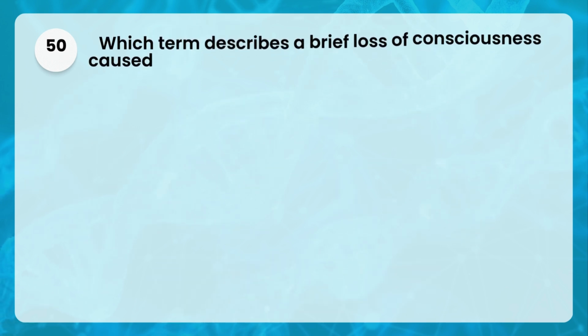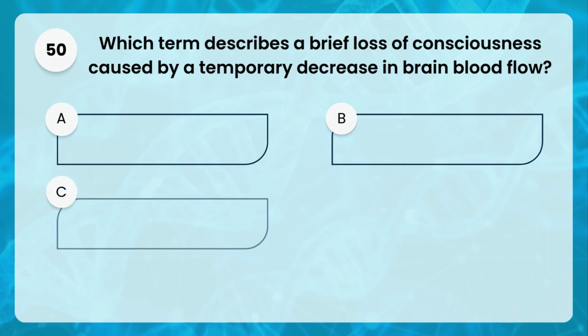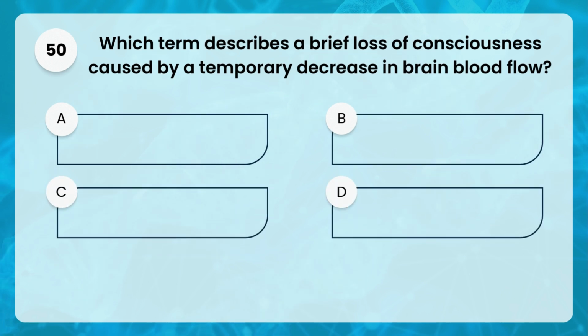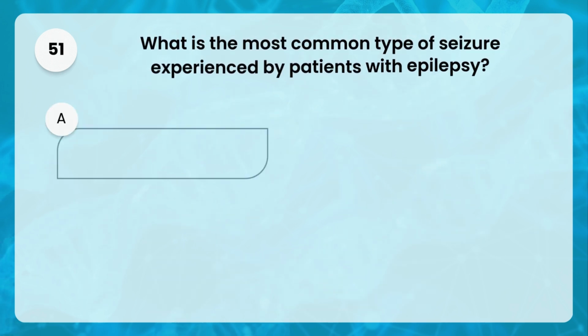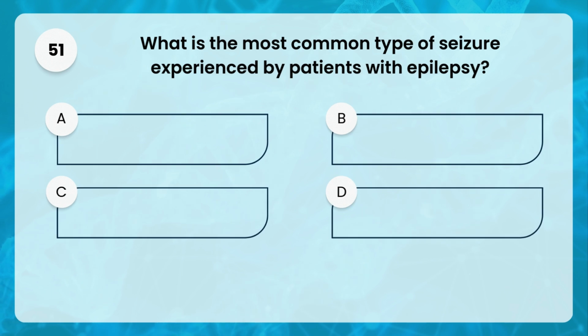Number 50. Which term describes a brief loss of consciousness caused by a temporary decrease in brain blood flow? A. Seizure. B. Stroke. C. Syncope. D. Coma. The answer is C. Syncope.